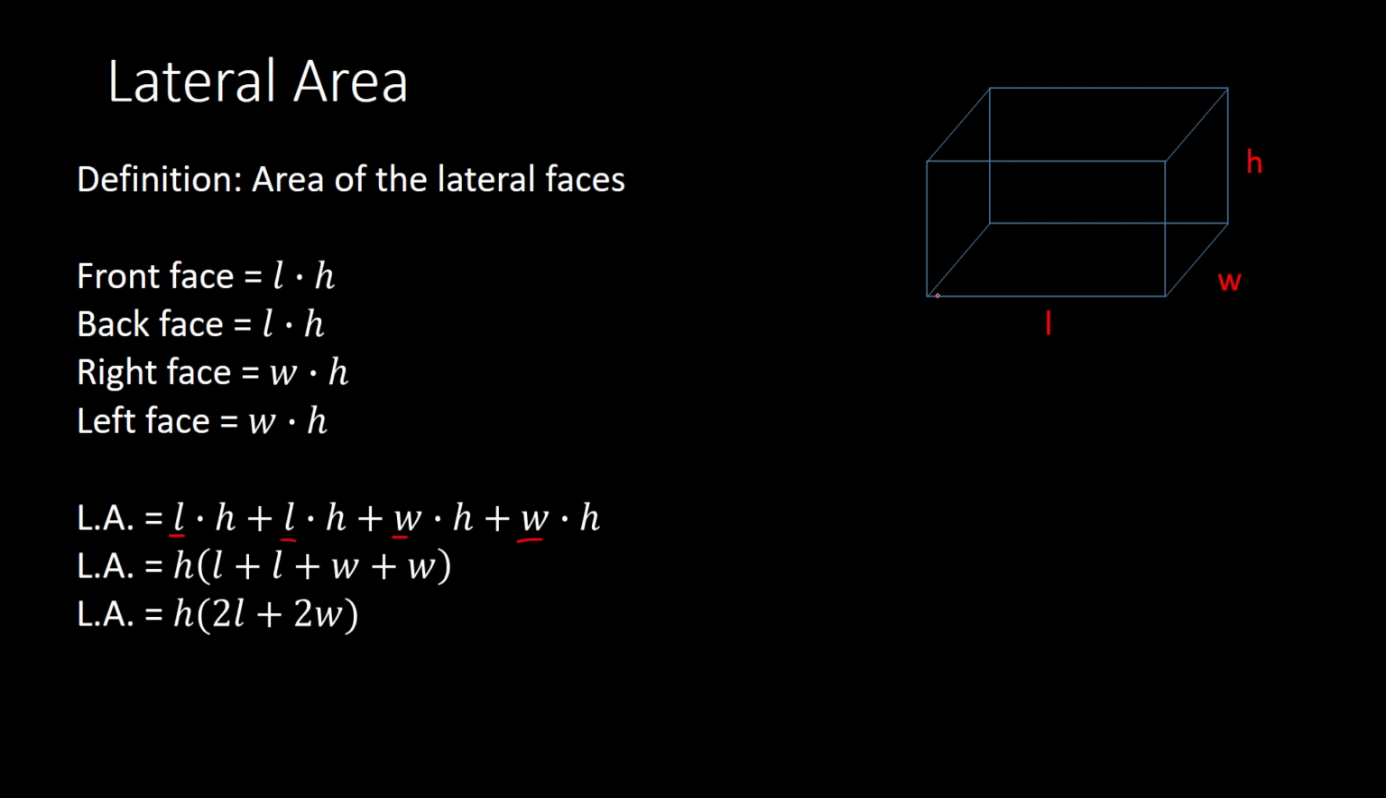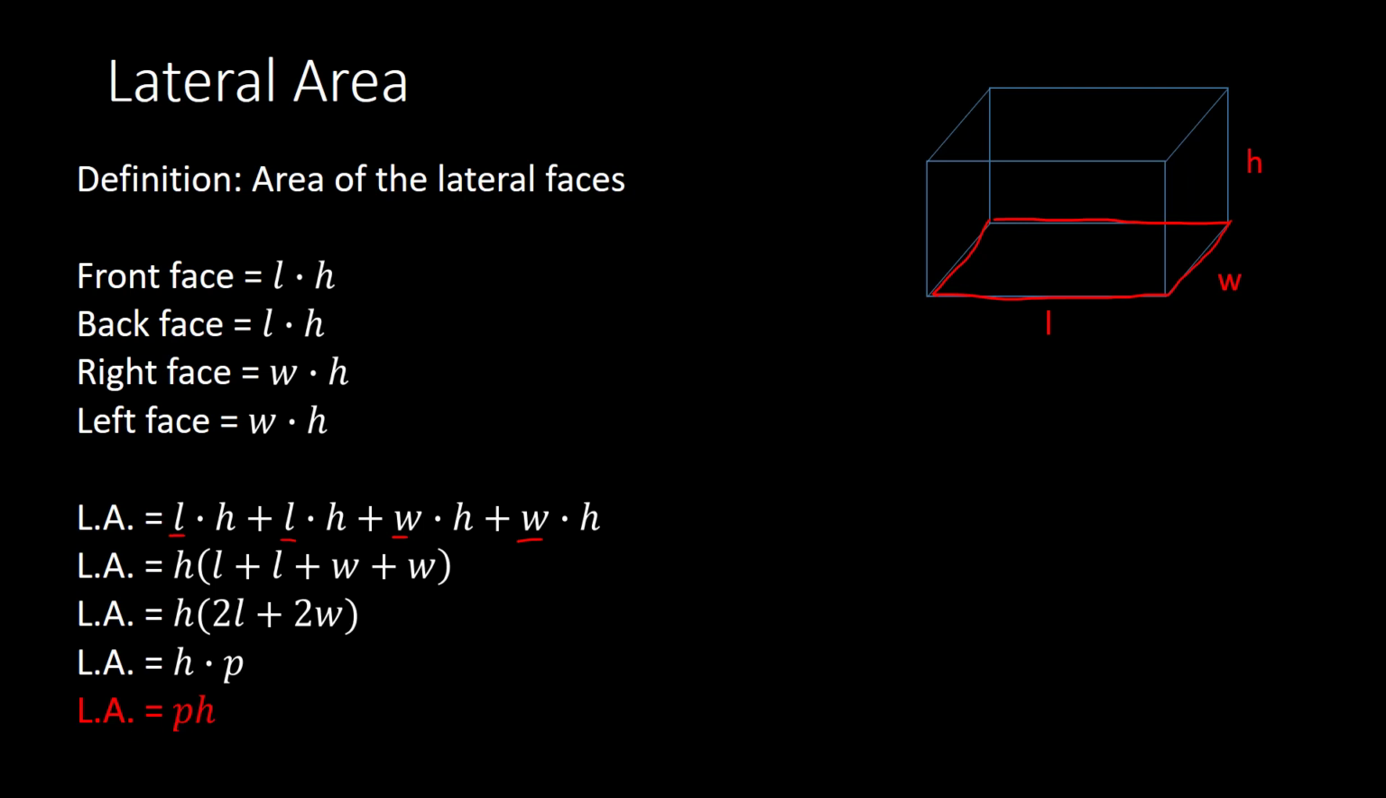We have a length plus another length plus a width plus a width. Well, if we add all those together, that gives me the perimeter of the base. So we can replace the 2L plus 2W with perimeter, or perimeter of the base. So the lateral area would equal the perimeter times the height. And this is the shortcut formula that we can use to find the lateral area.